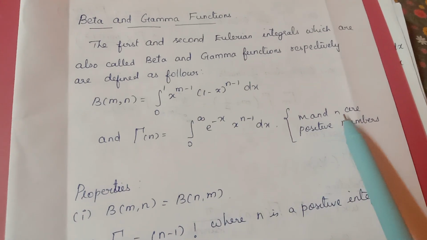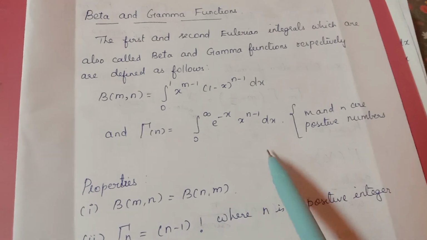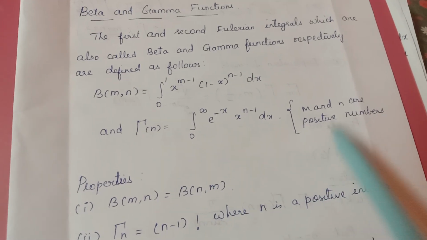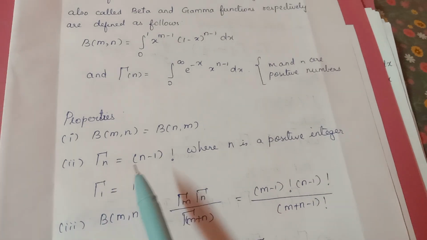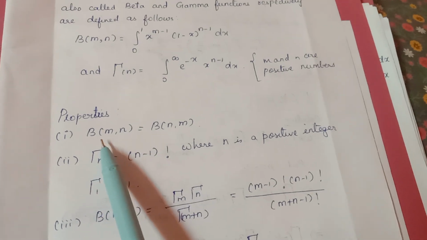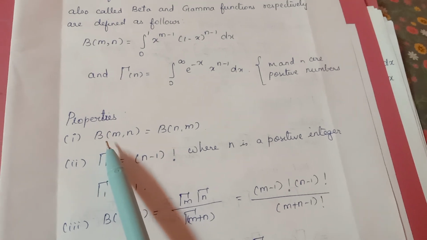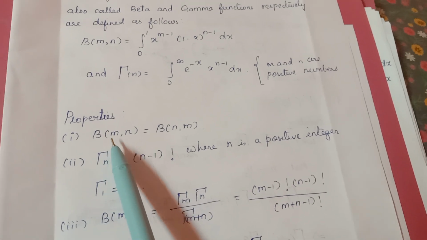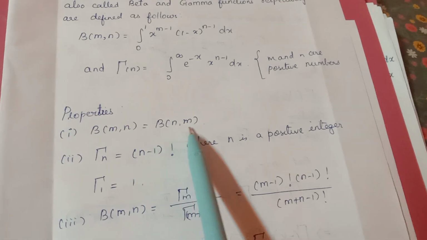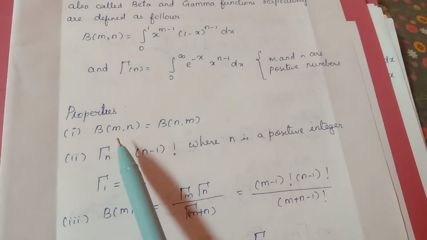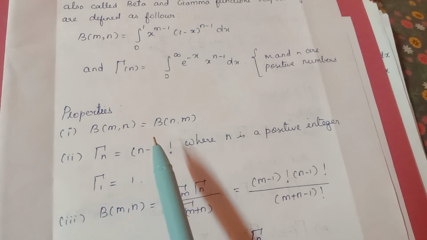Here m and n can be any positive numbers. They need not be integers, they can be any positive numbers. So let's see some properties of these two functions. The first one is that the beta function is symmetric about m and n, that is beta of m, n is equal to beta of n, m. Beta function is symmetric with respect to the indices m and n.